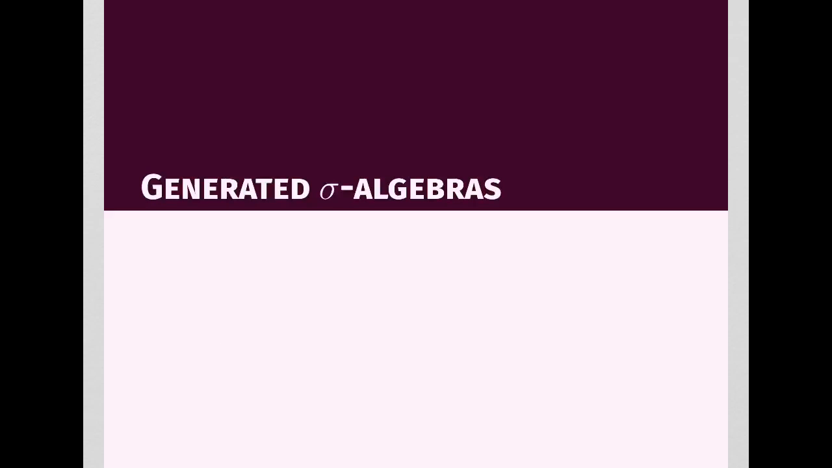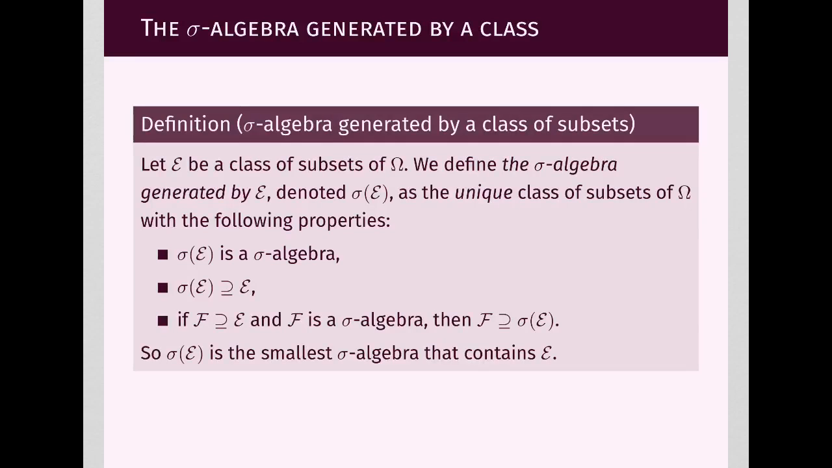Let us start discussing what the generated sigma algebras are, and the definition is the following. Here, this calligraphic E represents any class of subsets of omega. It could be any class, it could be empty, it could be the class of all subsets of omega. There's no structure assumed about E, except that the elements of E are subsets of omega.